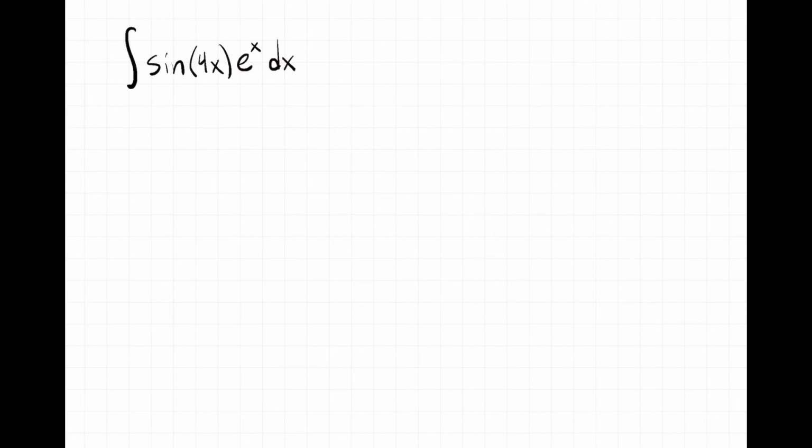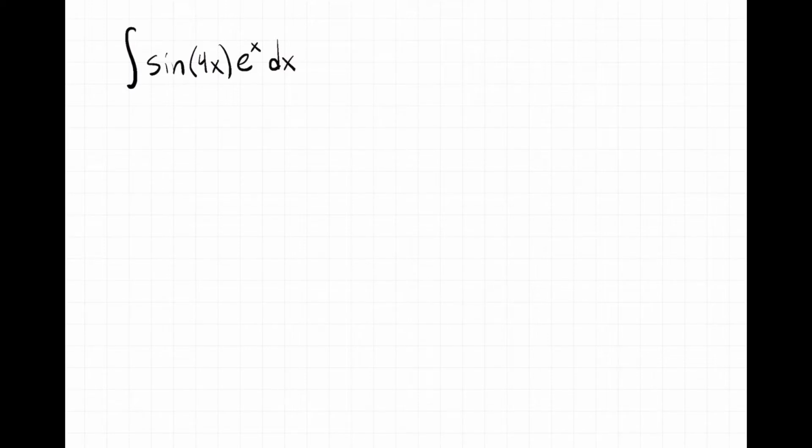Here's another example of using integration by parts to solve this integral. This one's a little bit unusual. Let's find the integral of sine of 4x times e to the x dx. Again, we have our integrand as a product of two totally separate functions that are unrelated. So u substitution is not going to work, but integration by parts probably will.